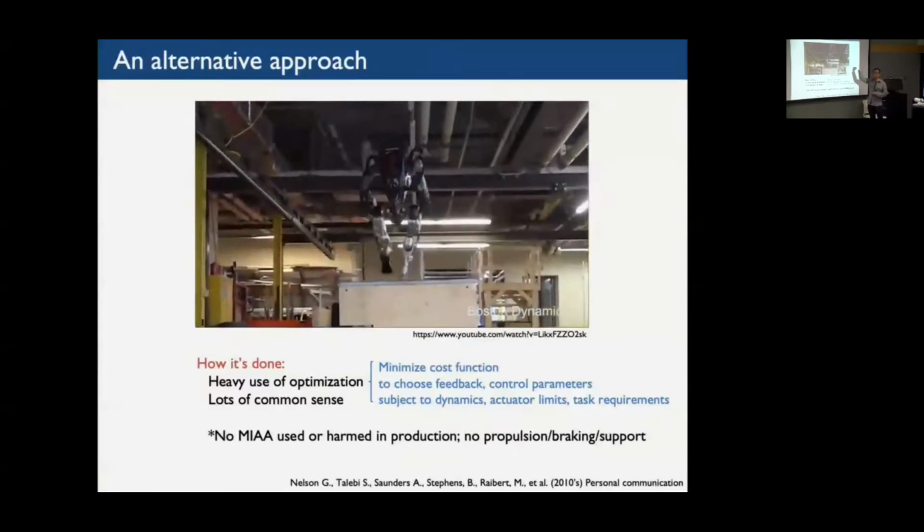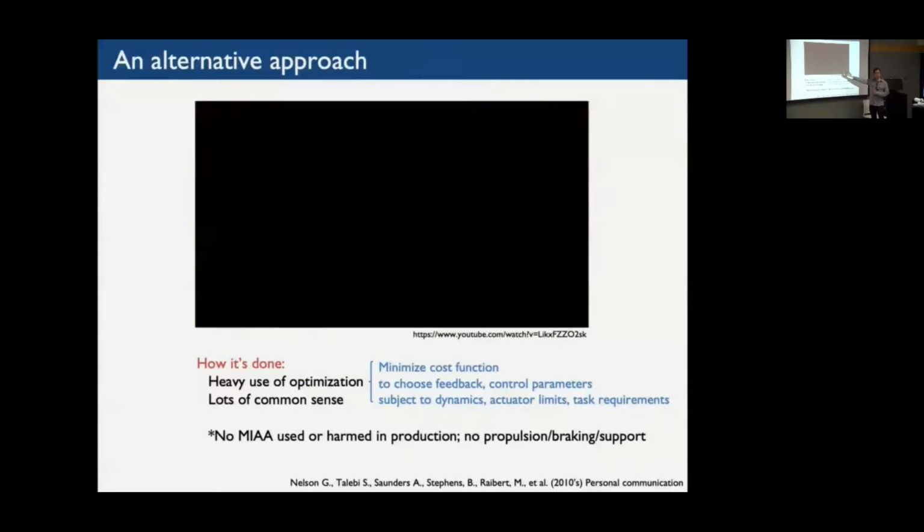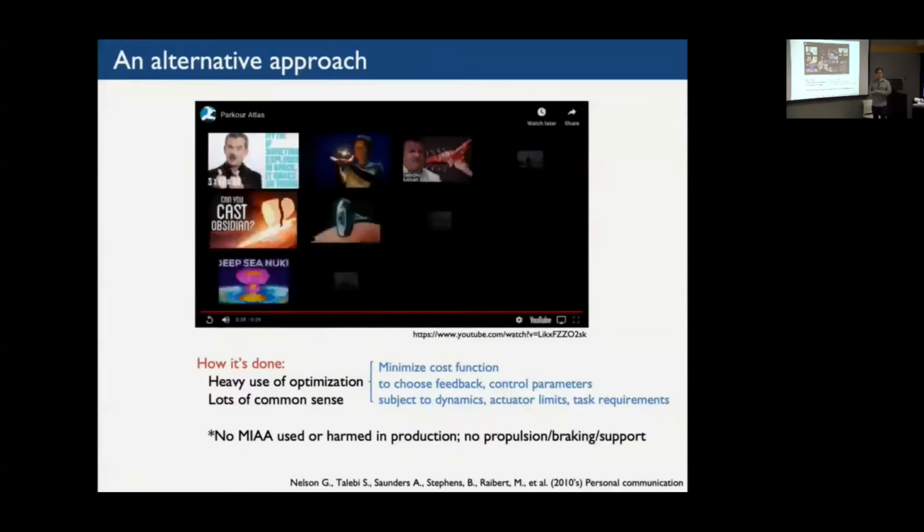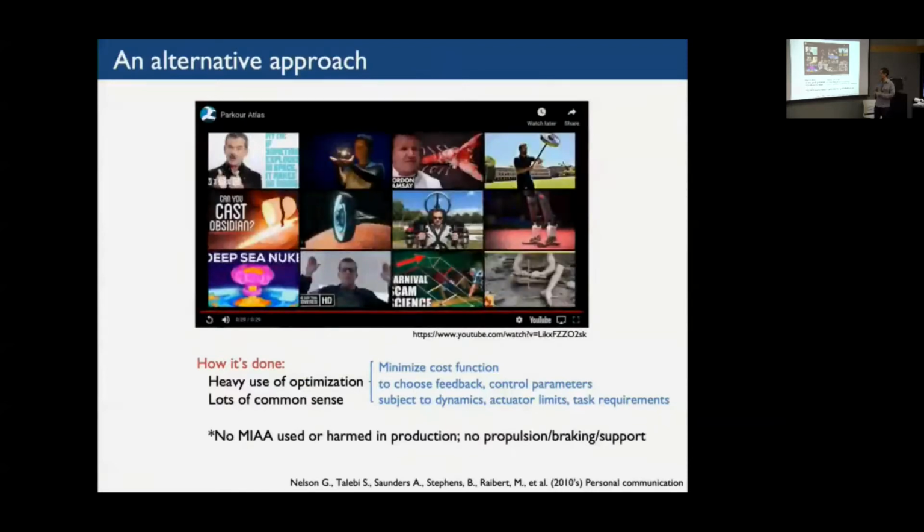They are able to devise a control for the robot to do what they want. They can design the robot. They can make it do everything. And here's how they do it. They use a lot of optimization and a lot of common sense. What do I mean by optimization? To get the robot to do what it does, they minimize the cost function, which includes lots of things that matter to them. And then they're choosing a feedback and a bunch of control parameters that are going to execute that task. Subject to dynamics.